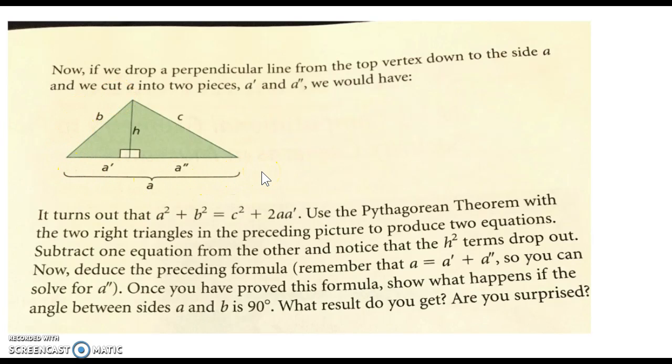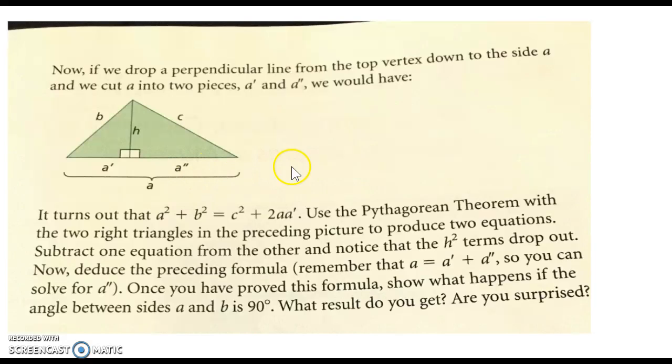Turns out that there's a formula, A squared plus B squared is equal to C squared plus 2AA prime. So we're going to use the Pythagorean theorem for these two triangles on either side of this perpendicular line H to produce two equations. And we are going to manipulate one equation with the other. And notice that H squared term drops out. So then we're going to deduce this following formula, remembering that A is equal to the addition of A prime plus A double prime.